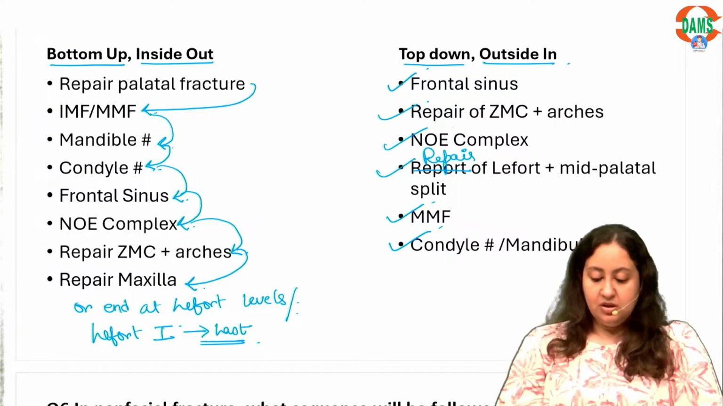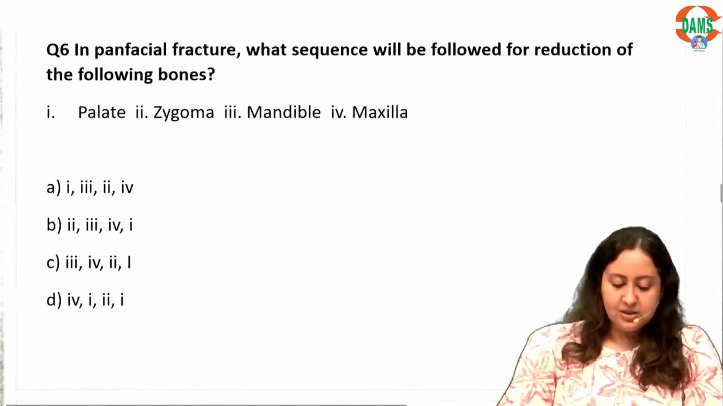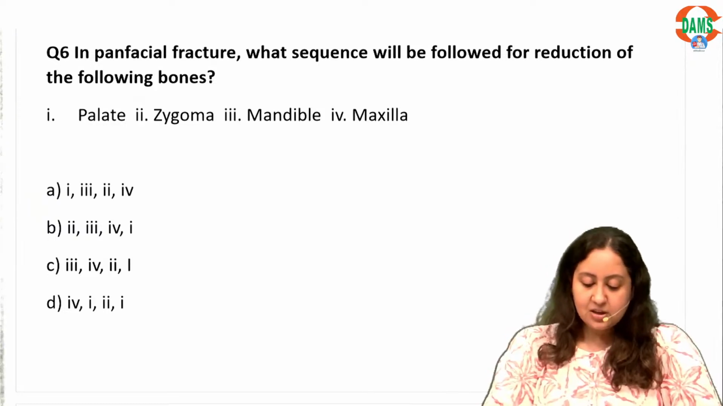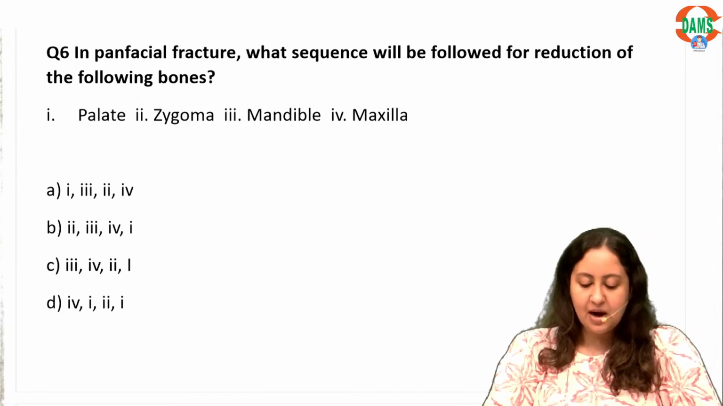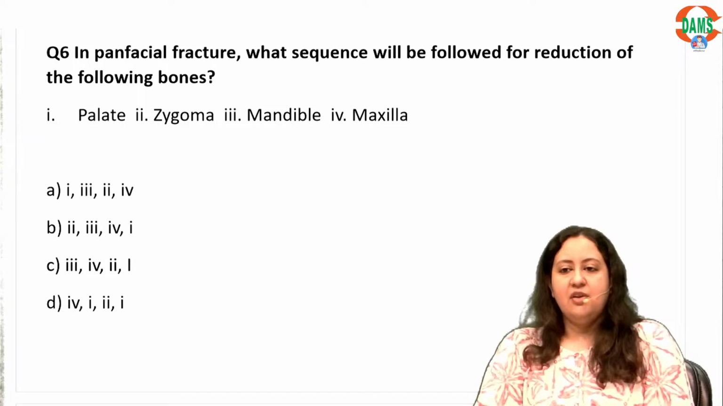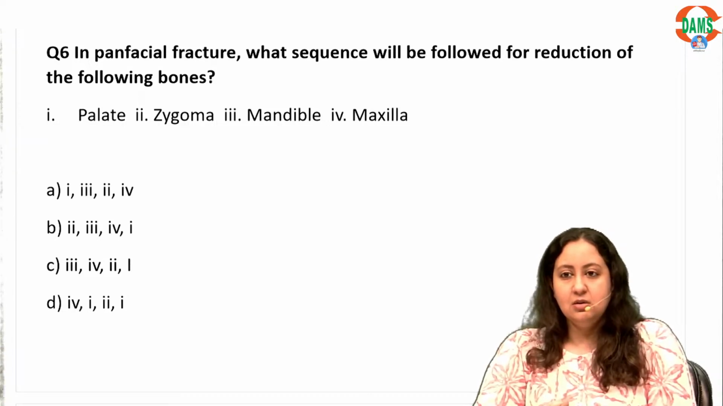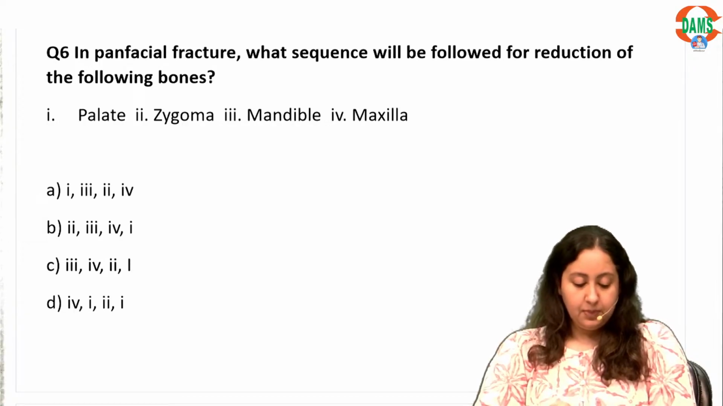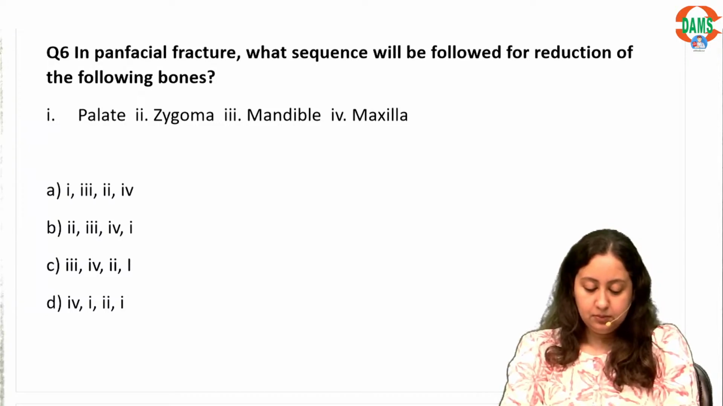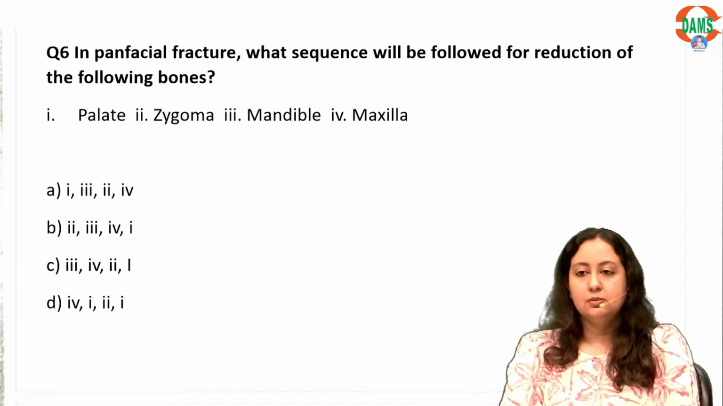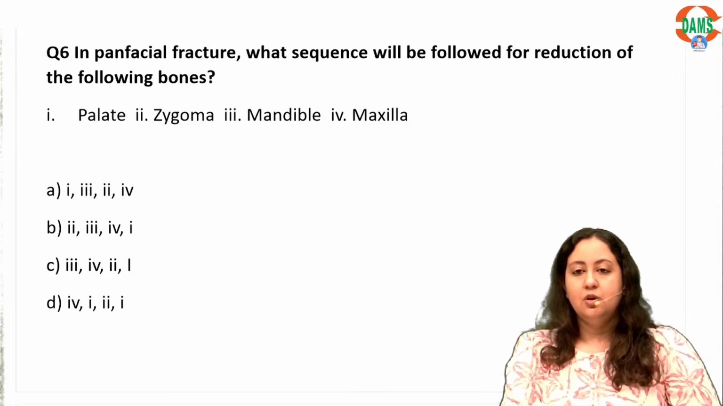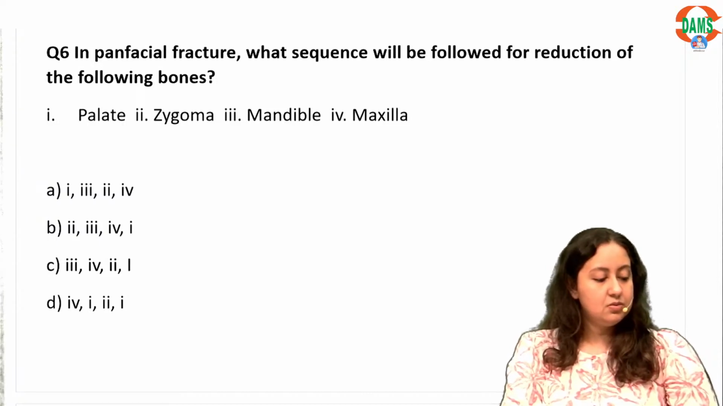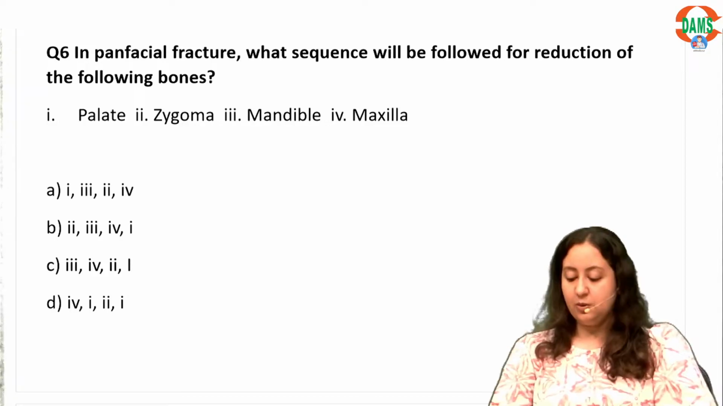Alright. So the next question that I have is on this sequence. It says, in panfacial fracture, what sequence will you follow for reduction of the following bones? 1 palatal, 2 zygoma, 3 mandible, and 4 maxilla. Please read carefully. You can go back to the sequence and then answer so that you can remember a bit of the sequence as well. All of you, please try to answer this question. You can refer to the sequence above.